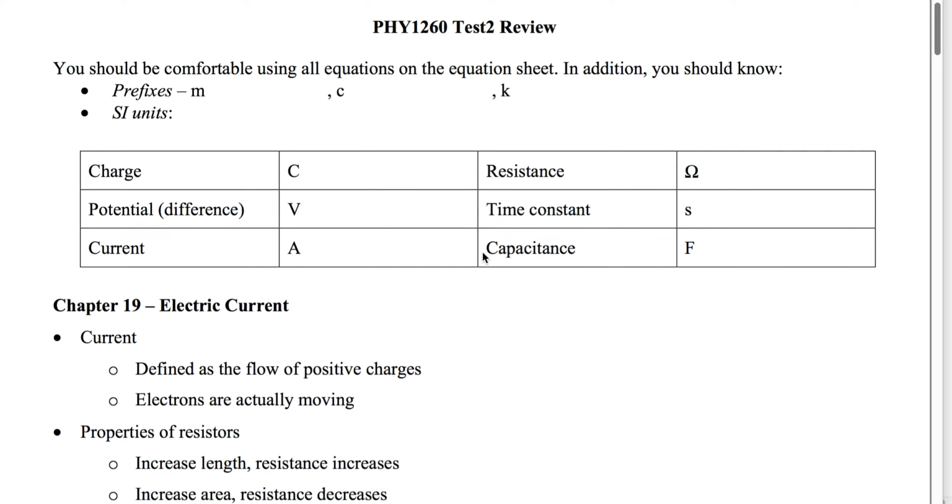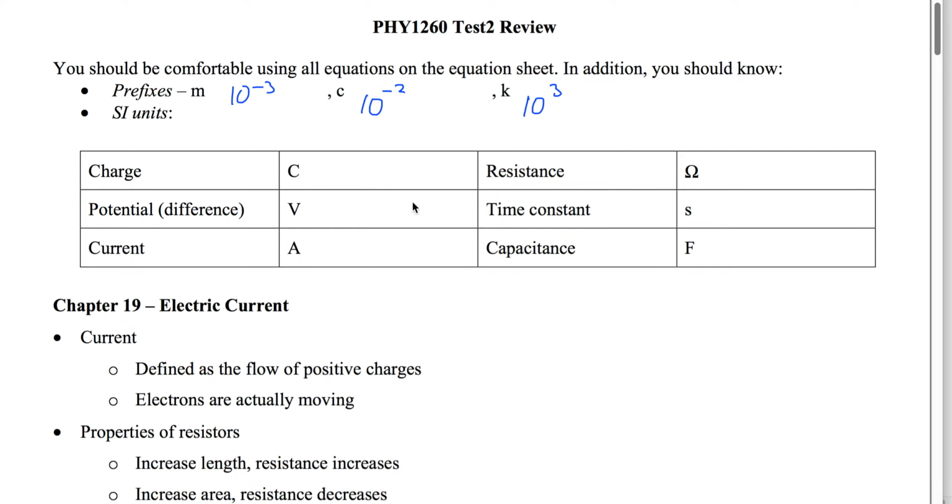In this video, I'm going to go over the review outline for Chapter 2. So, as in Test 1, the first thing is you need to know the prefixes. Milli is 10 to the negative 3, centi, 10 to the negative 2, kilo, 10 to the 3. If any quantity has this prefix, then you want to get rid of the prefix first.